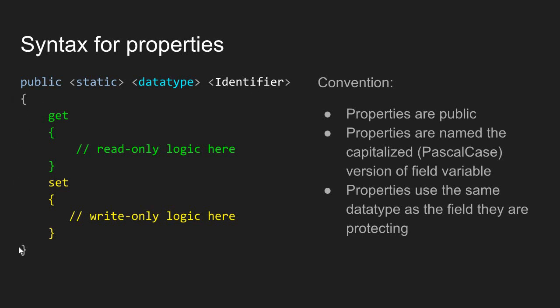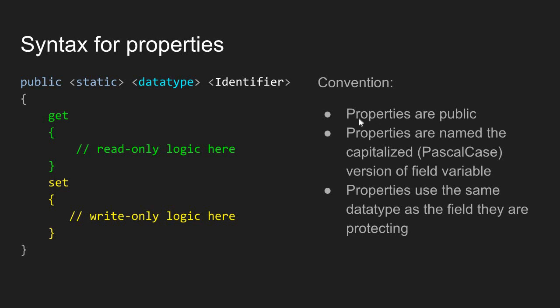We see the code block right here. And inside the property we are going to have two smaller code blocks, a get code block and a set code block. The get code block has all of the logic that defines what we are going to give the outside world if it wants to retrieve the field variable value. The set block defines write logic. So if the outside world is trying to assign a value through the property, what logic will we implement in here that protects the field variable?